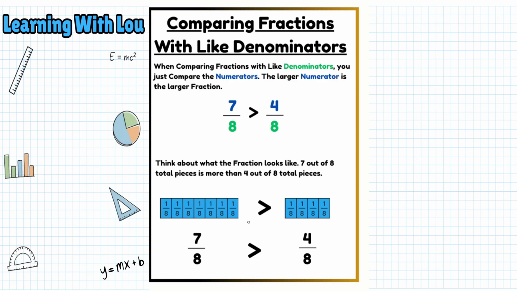And obviously, as you can see from this visual down here, 7 out of 8 is much more than 4 out of 8. So we open up our symbol towards the 7/8. We have the greater than symbol here because 7/8 is greater than 4/8. Before I move on, I think it would be a great idea for you to maybe just pause here and write this down. That way you have some notes with you to reference as you solve problems like this.